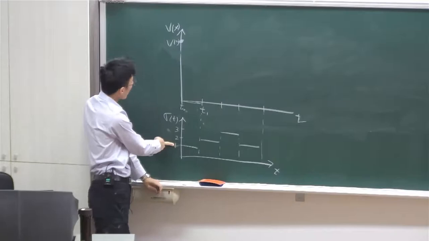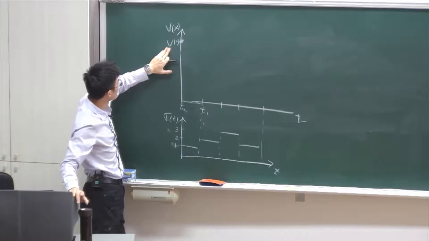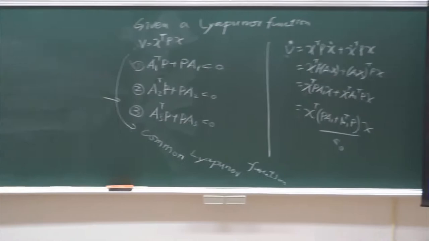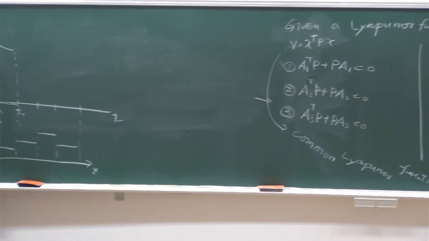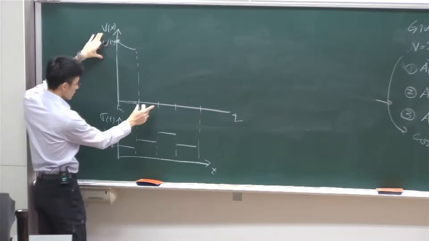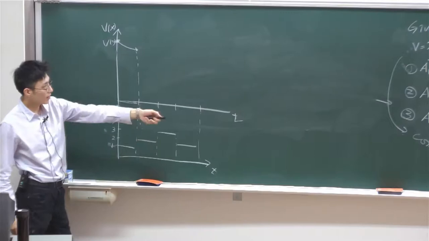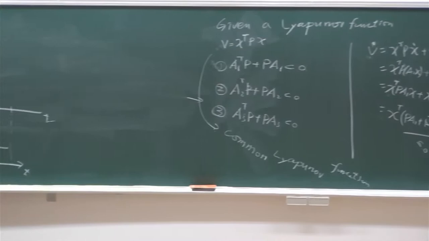What happened to the Lyapunov function here? According to the V dot, you substitute A1x, and you can see that V dot will be negative definite. That means that V will decrease. And because x is continuous, V is also continuous. So in the second time slot from here, V will be continuous. And if the second system is activated, V dot is still negative definite, so it will keep decreasing, but the decreasing rate might be different because this value could be different.